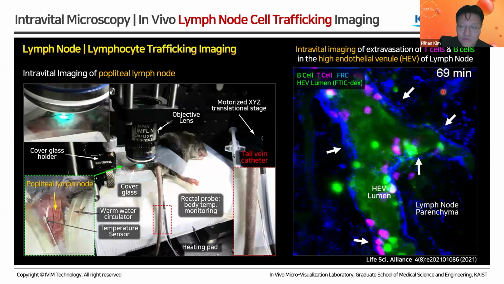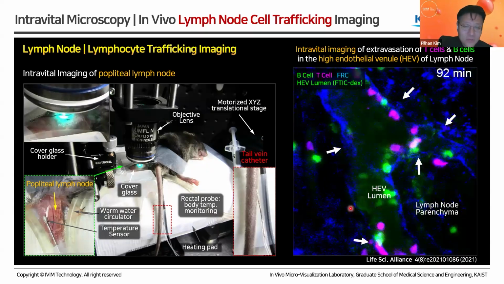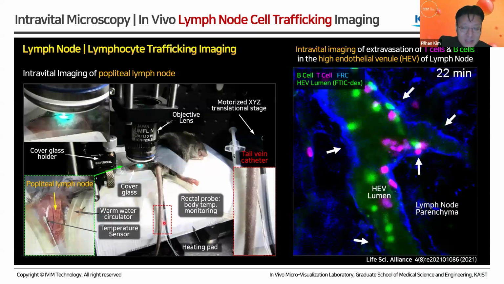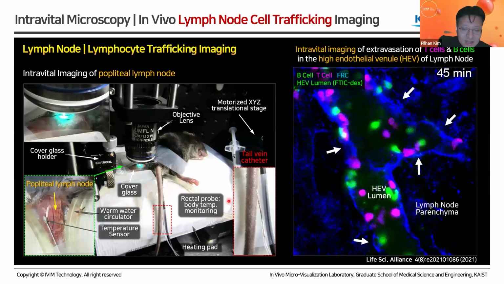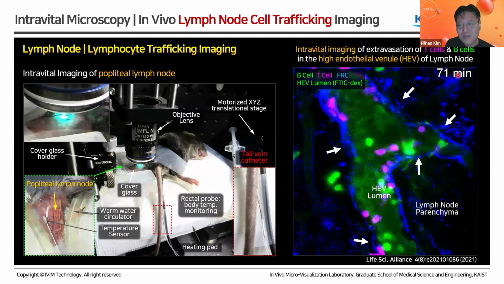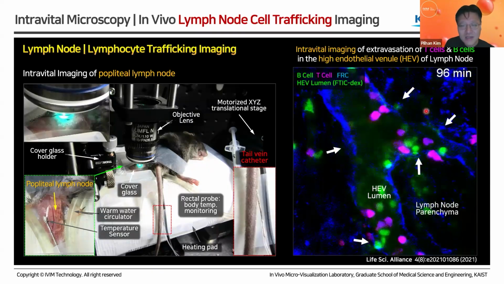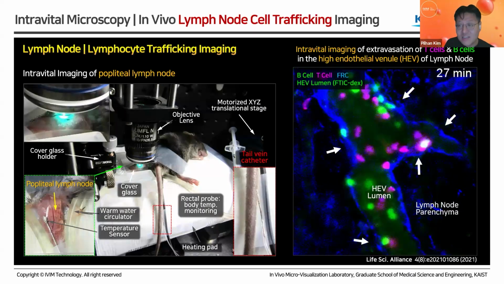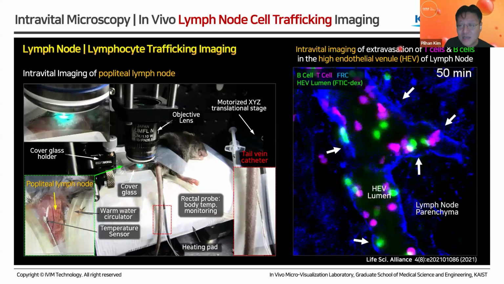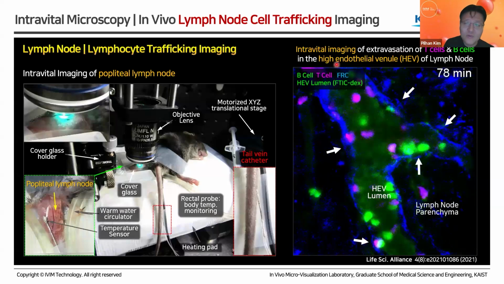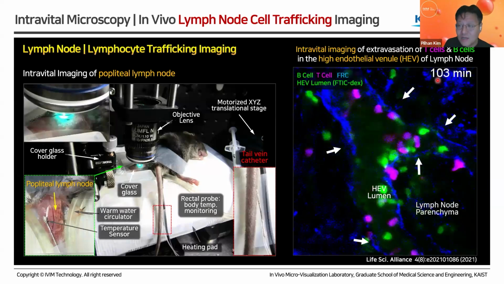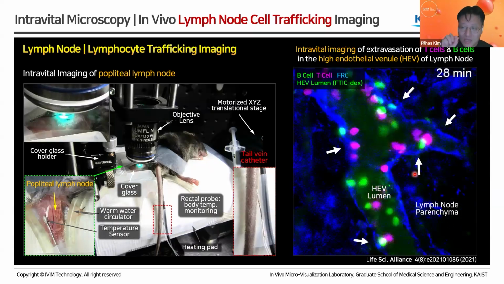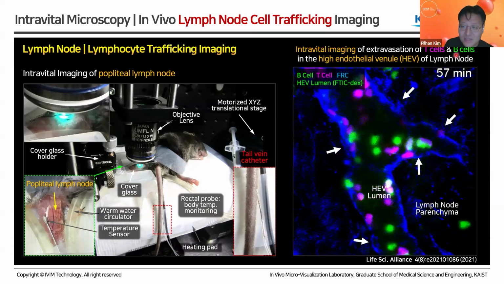Okay, so anyway, this is one example. Here is the 2-hour time-lapse video obtained from the popliteal lymph node of this mouse model. As you can see here, we catheterize the tail vein and inject some lymphocytes, T cells and B cells, intravenously, and then observe how these intravenously injected T cells and B cells extravasate from the high endothelial venule in the lymph node. These white arrows point out the extravasation points of T cells and B cells.